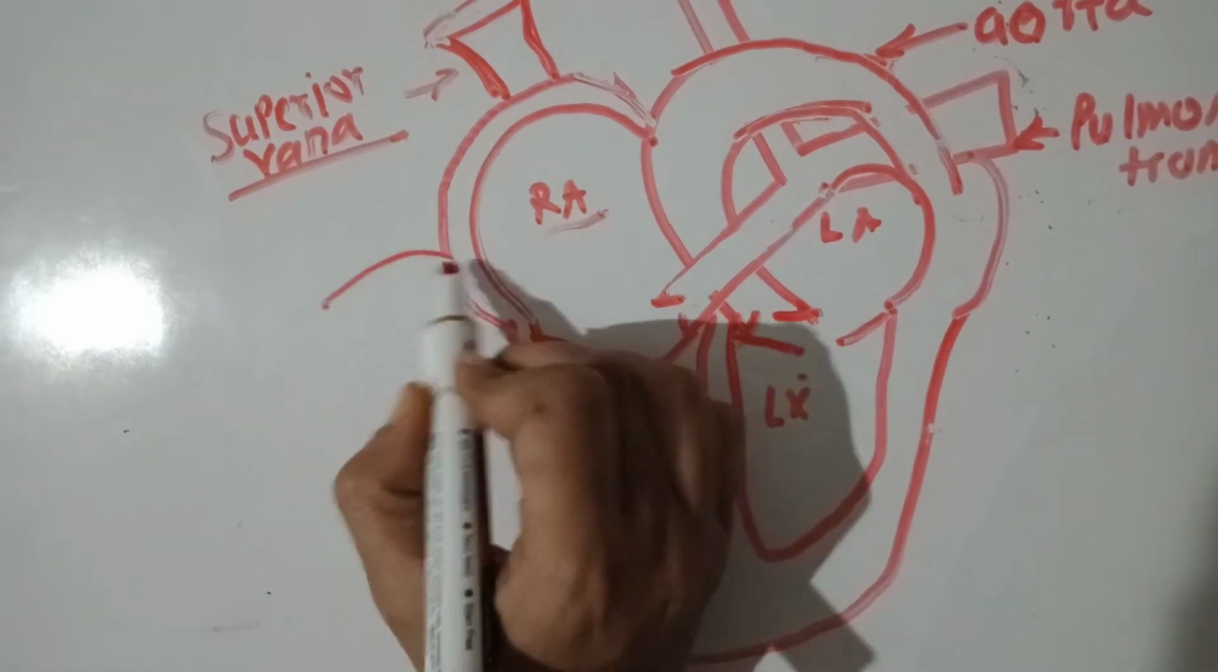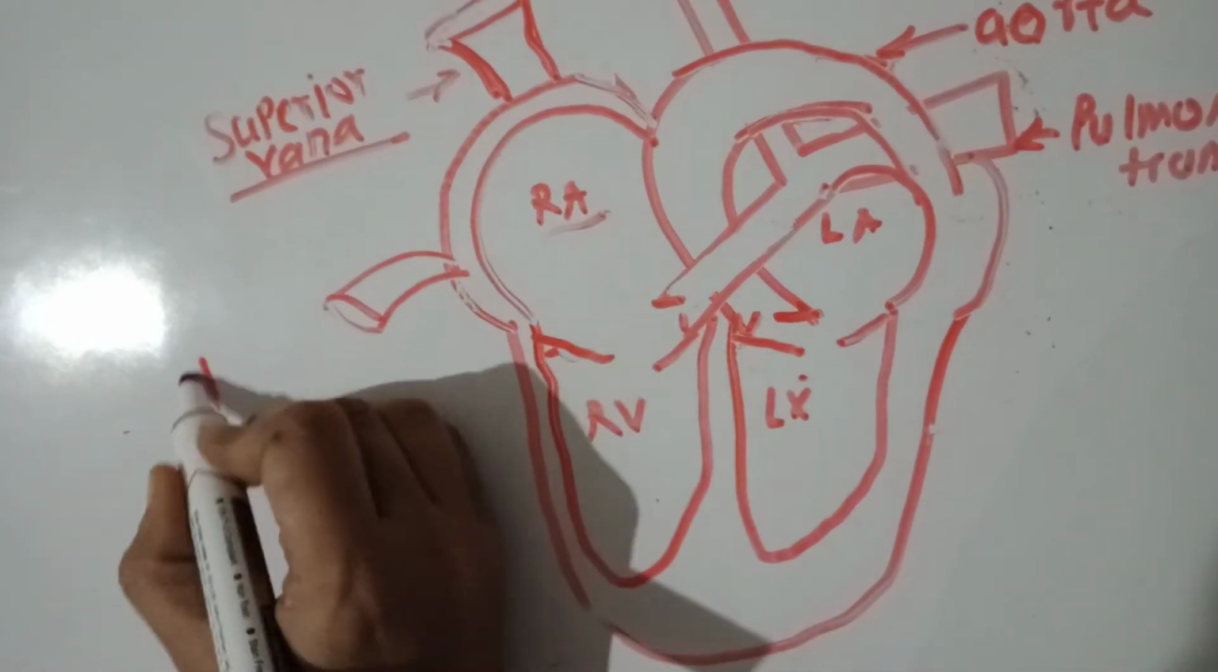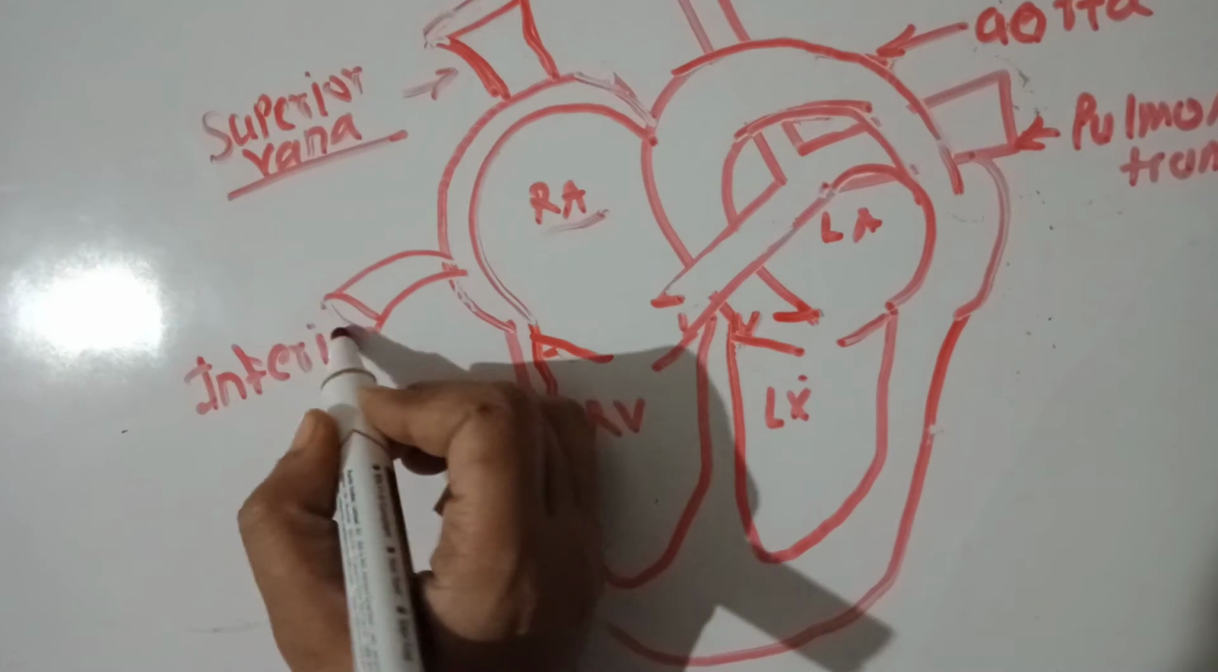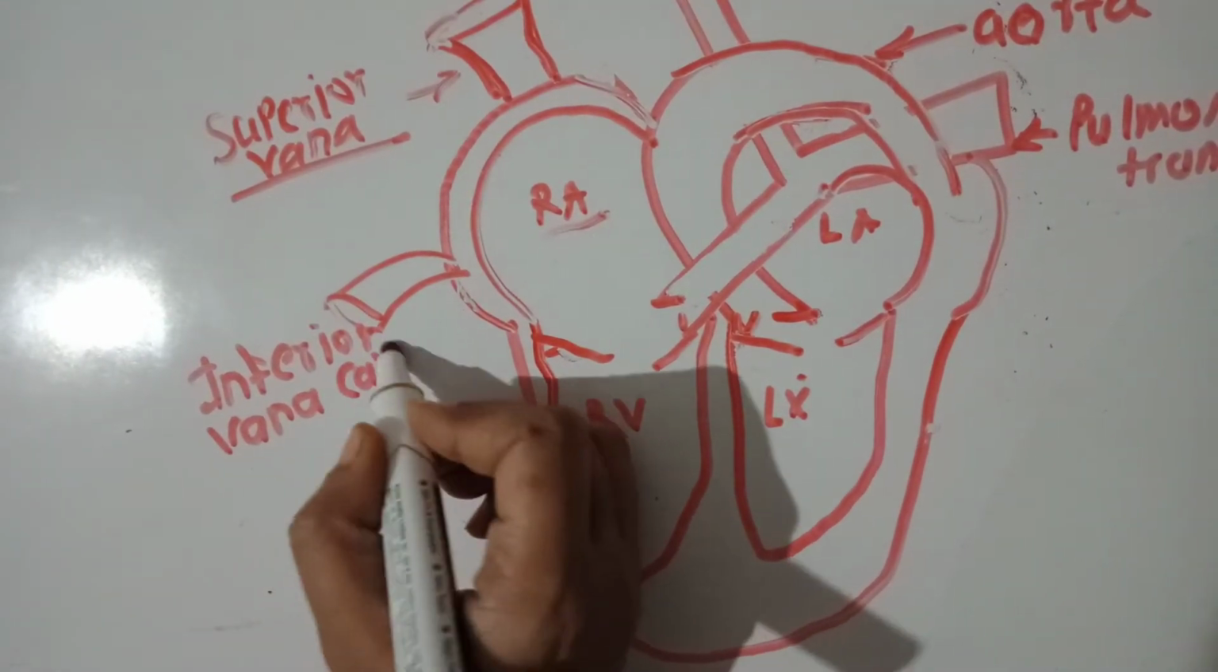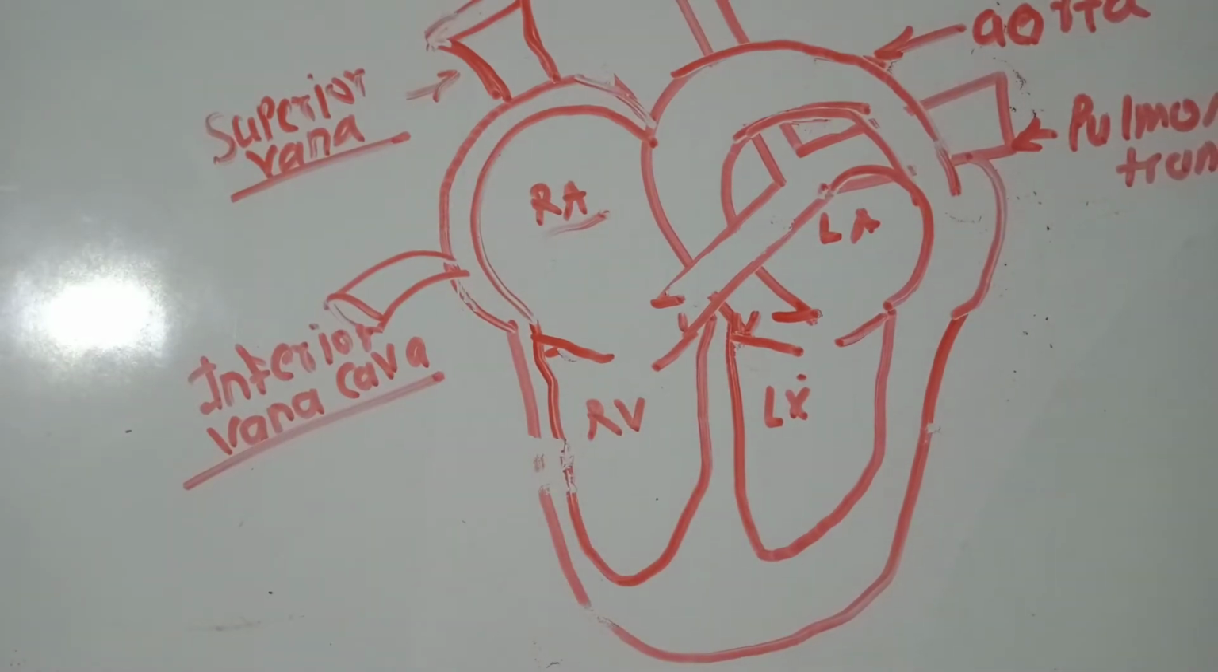Now there is another one that is called the inferior vena cava. It collects all the blood from the lower body part. Okay, superior vena cava and inferior vena cava.